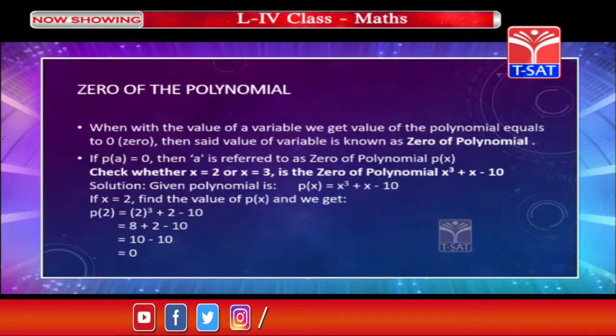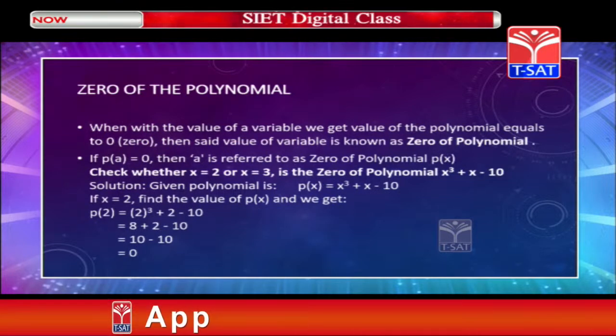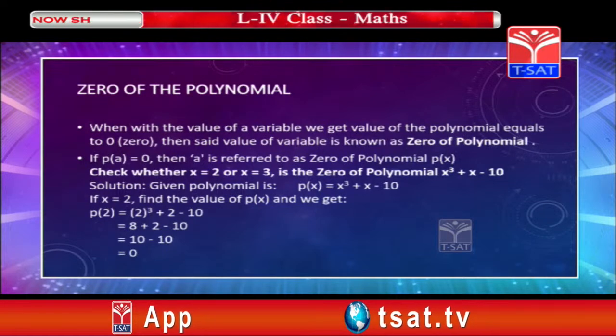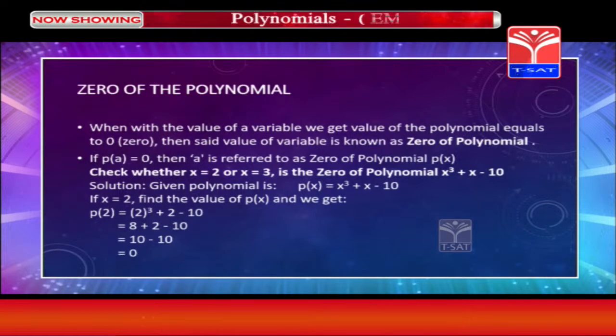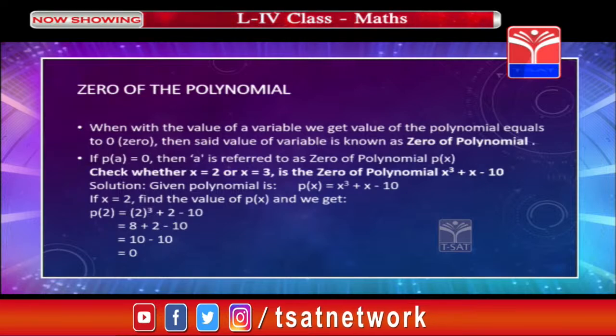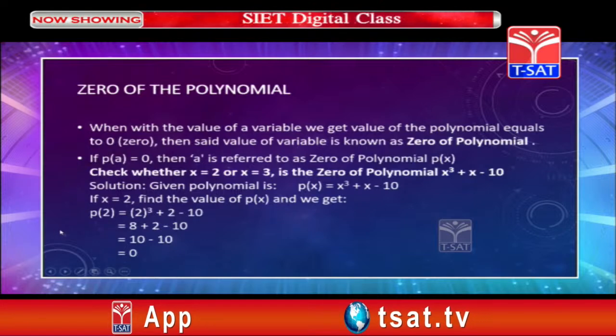Clear? When with the value of a variable we get the value of the polynomial equal to 0, that value is said to be a zero of the polynomial. If P of a equals 0, then a is referred to as a zero of the polynomial P of x. If P of 1 equals 0, then 1 is a zero of the polynomial. If P of minus 2 equals 0, minus 2 is a zero of the polynomial. Is it clear? That is very important.